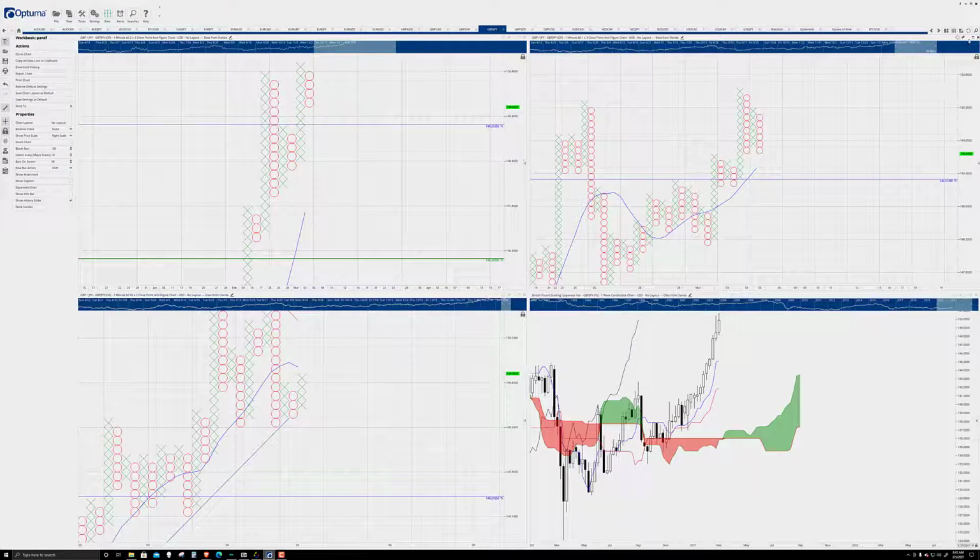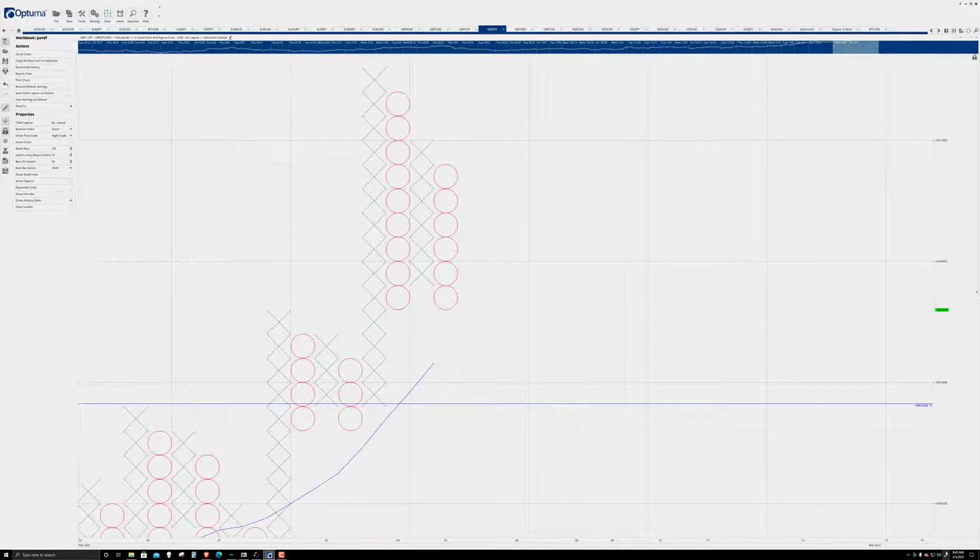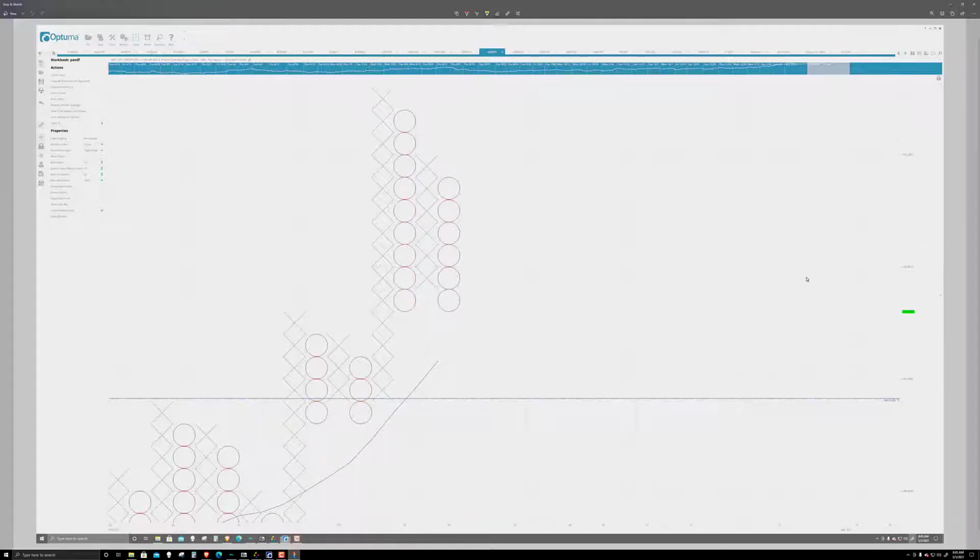On the 10 pip 3 box reversal, similar thing here. So we've already got our double bottom of O's. And so our entry is going to be where this next O would form, which is at 149.50. That would be the short entry.